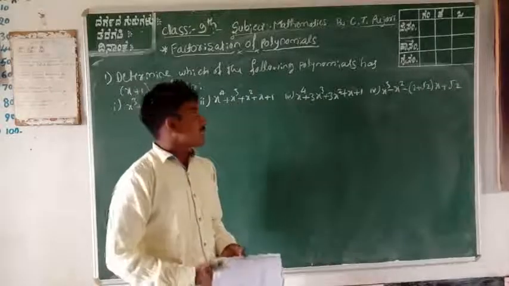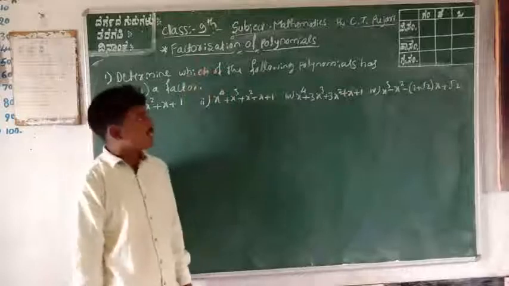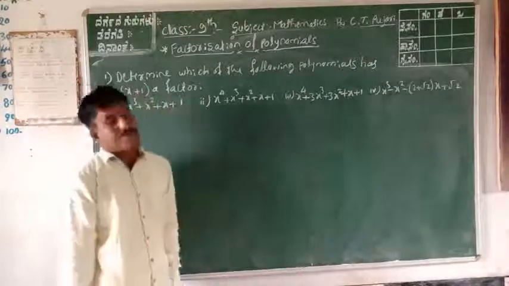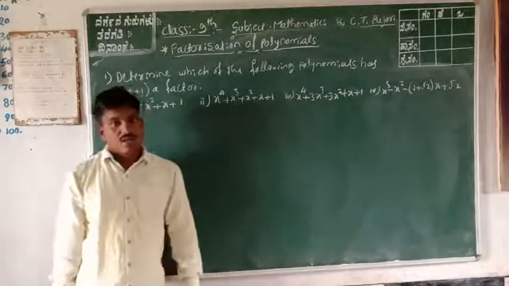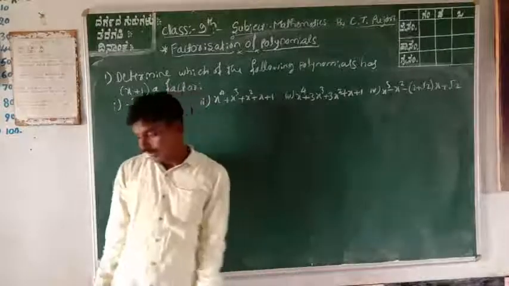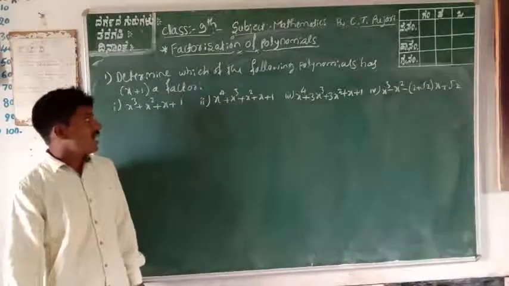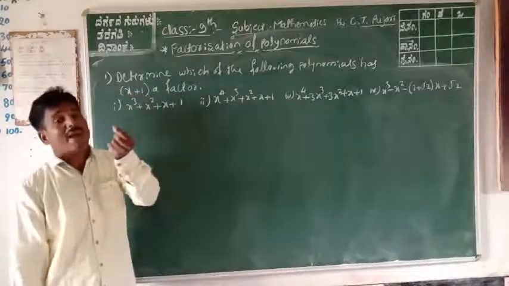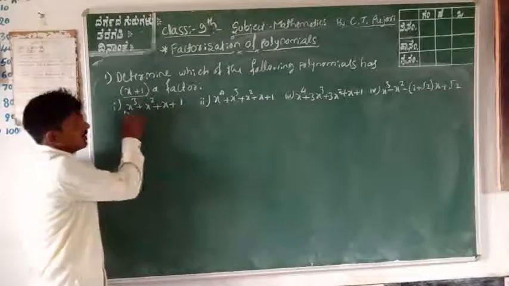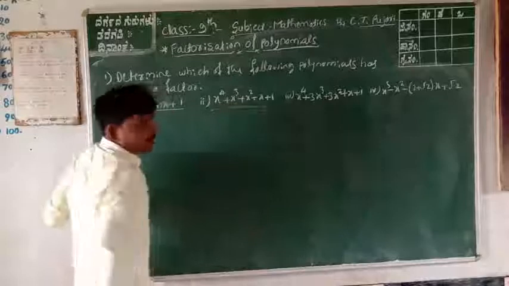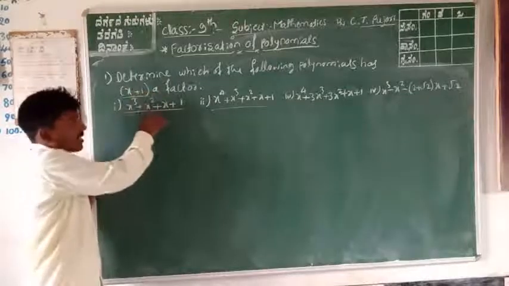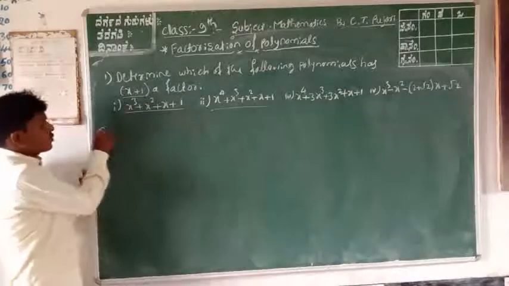In the given question, the first statement is: determine which of the following polynomials have x plus 1 as a factor. There are 4 polynomials here: first, second, third and fourth. Our condition is that x plus 1 is a factor. Check whether it is a factor of each polynomial or not. Check yourself once again.